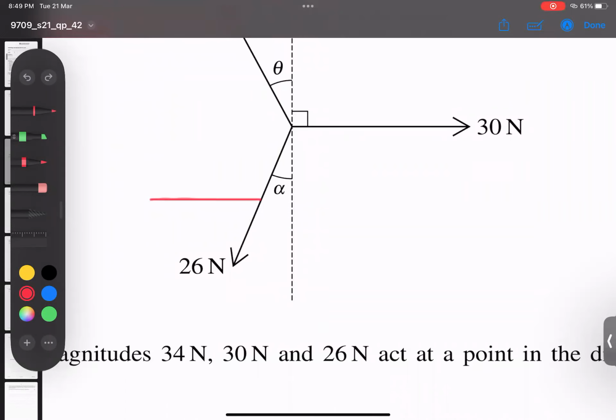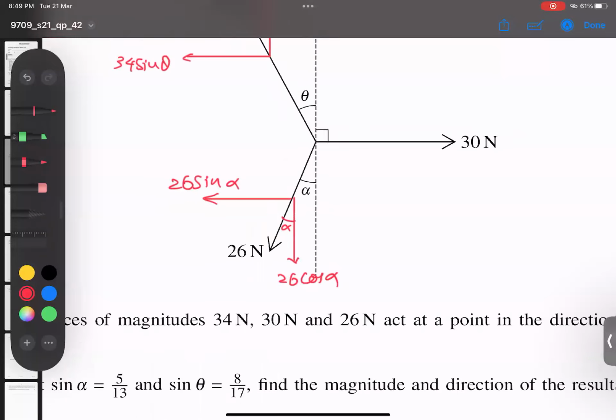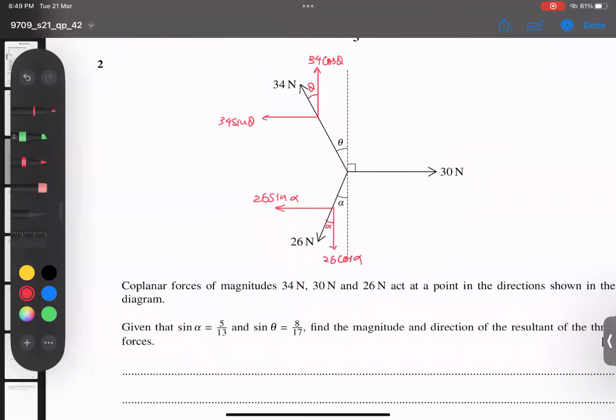Let's take this one. This component is acting parallel to the x-axis and one parallel to the y-axis. Because alpha is here, this angle is alpha. So if this is angle alpha, this becomes 26 cos alpha, and this becomes 26 sin alpha. But the issue we are facing is that we don't have cos alpha, we have been given these two values.